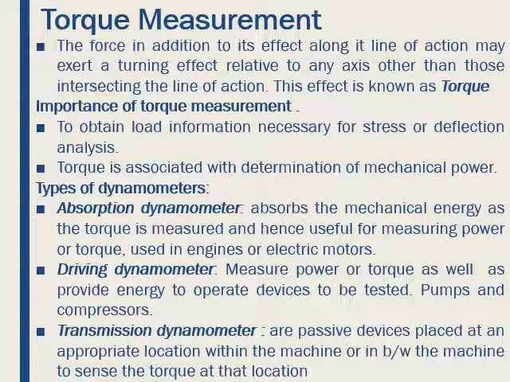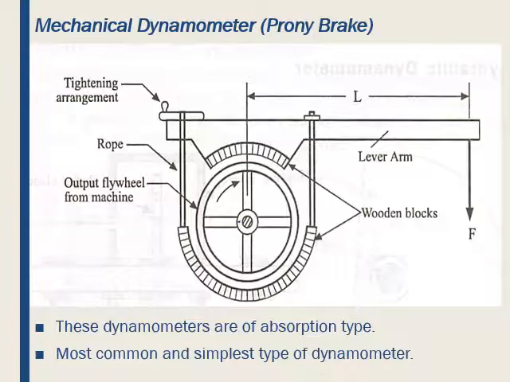First one, let us go with the torque. So let us discuss the dynamometers. The first one is the Prony brake type of mechanical dynamometer. These dynamometers are of absorption type. They are the simplest and most commonly used type of dynamometer. The figure which you can see represents the Prony brake dynamometer.